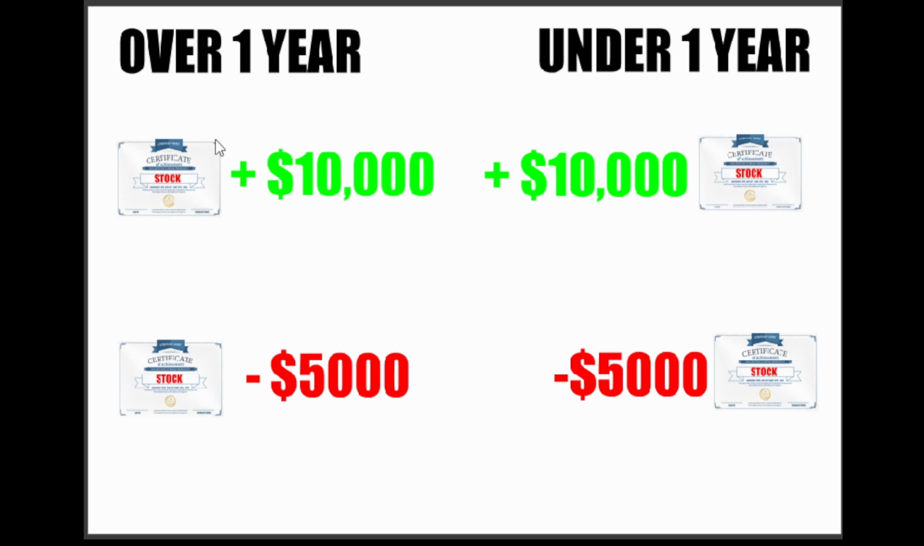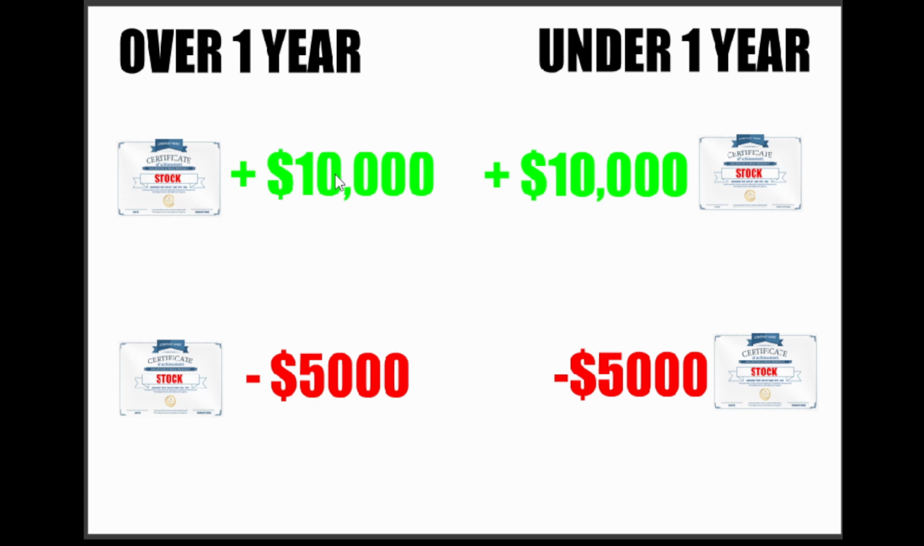So let's look at the different amounts you can pay in taxes depending on how you play these gains and losses. These are over 1 year, meaning long-term capital gains and losses, and these are under 1 year, meaning short-term capital gains and losses. Let's assume this is one stock each, right? This stock, you're up 10,000 and you held it over a year. This one, you're down 5,000, you held it over a year. This one, you're up 10,000, you held for less than a year. And this one, you're down 5,000, you held for less than a year.